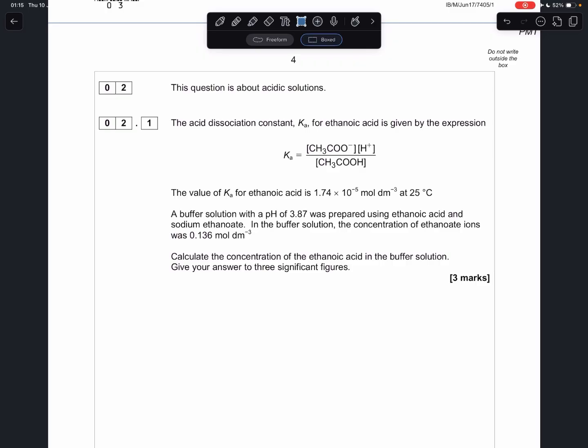This question is about acidic solutions. The acid dissociation constant Ka for ethanoic acid is given by the expression. The value of Ka for ethanoic acid is 1.74 times 10 to the negative 5 moles per decimeter cubed at 25 degrees. A buffer solution with a pH of 3.87 was prepared using ethanoic acid and sodium ethanoate. In the buffer solution, the concentration of ethanoate ions was 0.136 moles per decimeter cubed. Calculate the concentration of ethanoic acid in the buffer solution to 3 significant figures.